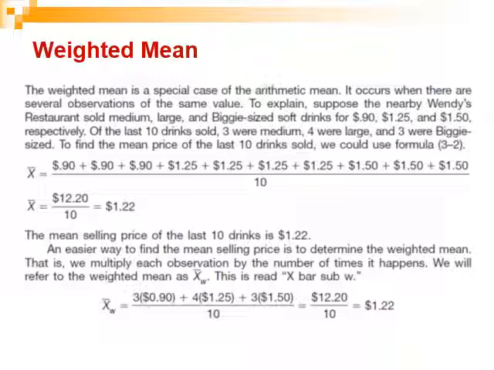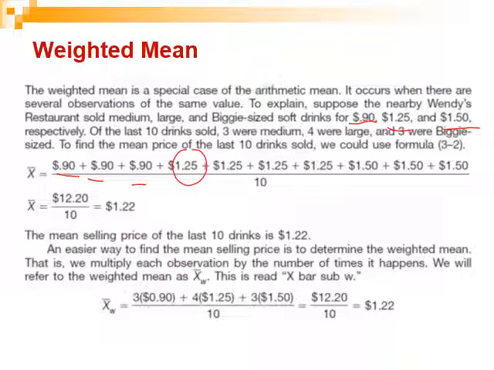For example, suppose that we have a restaurant that sells medium, large, and big size soft drinks, with prices 0.9, 1.25, and 1.5. Here, in the last 10 drinks sold, 3 were medium, and one medium is $0.9. Then 0.9 plus 0.9 plus 0.9, and he sold 4 large, and one large is sold for 1.25. So we have 4 values equal to 1.25.